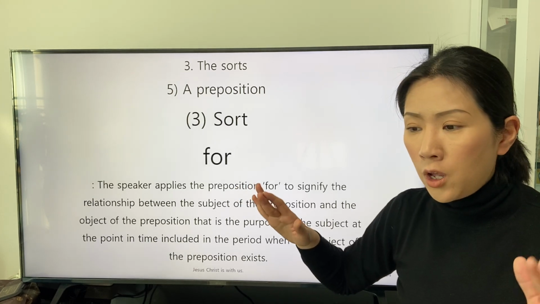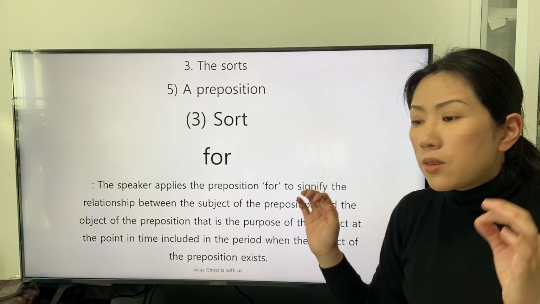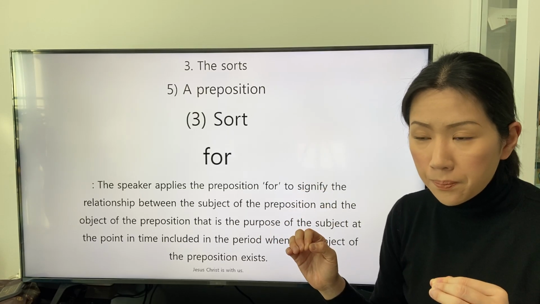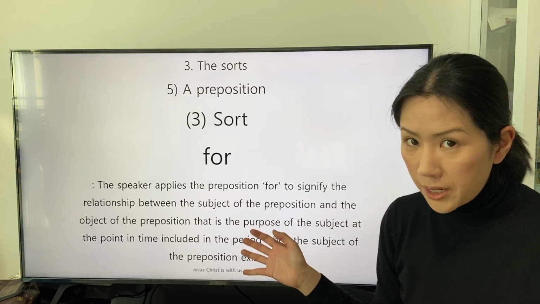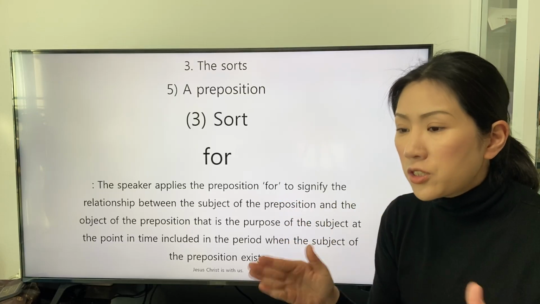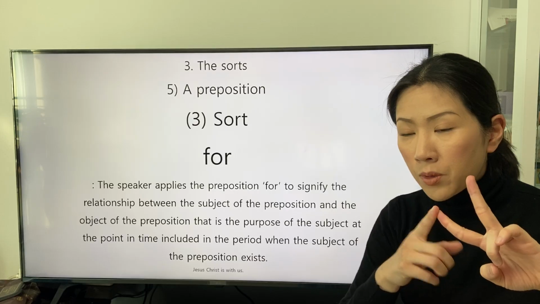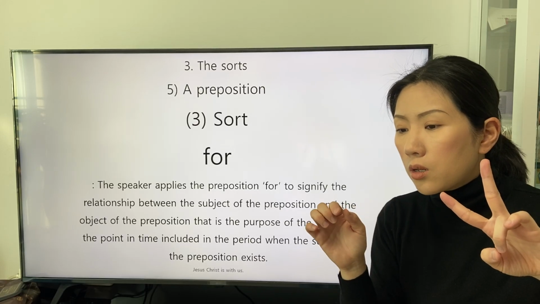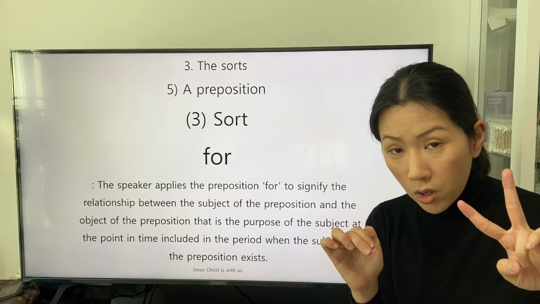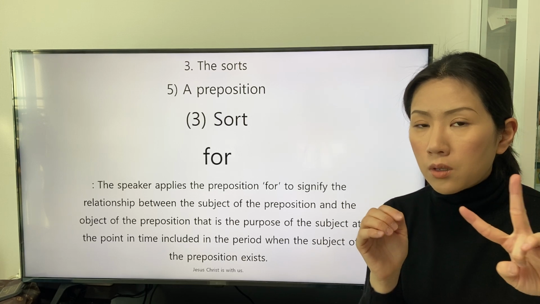The definitions of the prepositions to and for are the same, but the information about time is differentiated. The preposition to differentiates the time when the subject of the preposition exists according to the point in time revealed by the verb revealing the tense of the clause.